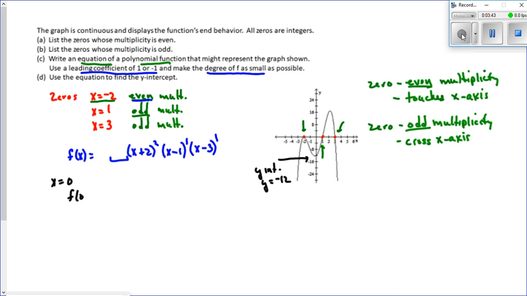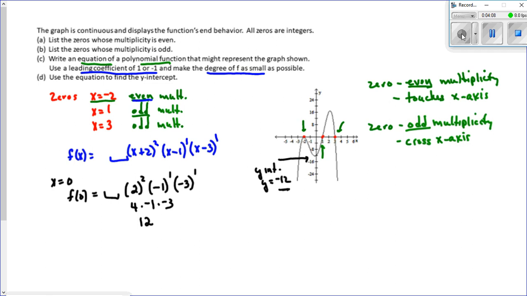F of 0, we don't know the leading coefficient, would be 0 plus 2 squared, so 2 squared, 0 minus 1, so -1 to the first, and 0 minus 3, -3 to the first. When you multiply that together, you're going to get 4 times -1 times -3, which is a positive 12. But our y-intercept should be a -12.